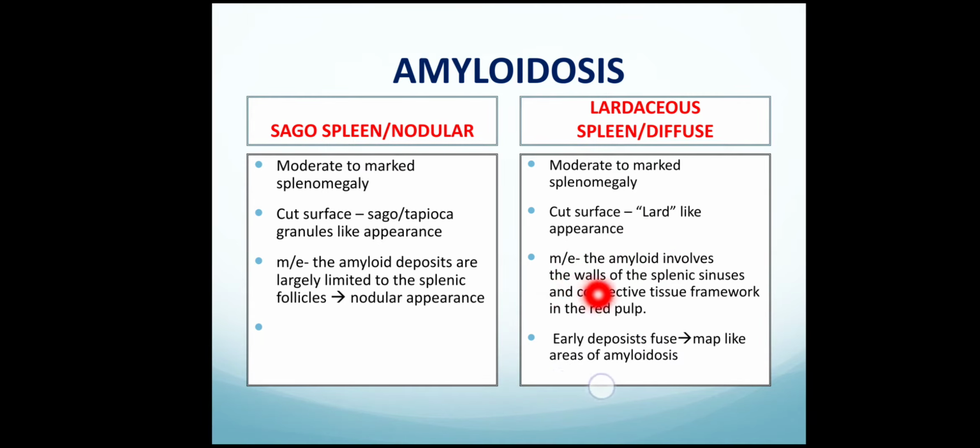And on microscopy, the amyloid proteins are seen deposited in the wall of the splenic sinuses, and later these deposits fuse together to form large map-like areas of amyloidosis. So these are the two morphological forms of amyloidosis in the case of spleen.